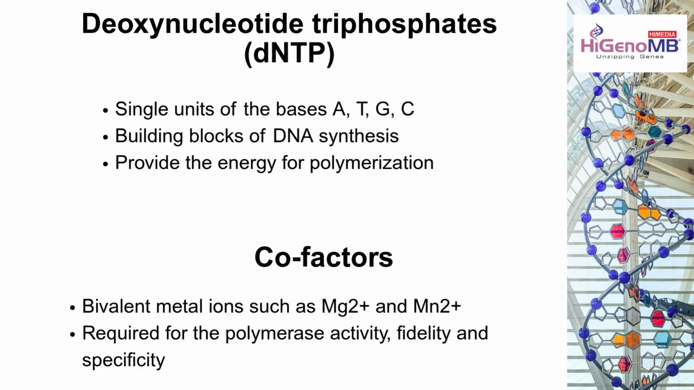Okay, so this is an enzymatic process, right? PCR is an enzymatic process. So for an enzyme to work properly or efficiently, it needs cofactors. So what are those cofactors? Magnesium and manganese. This is required for the polymerase activity and also to provide specificity and fidelity for the process.